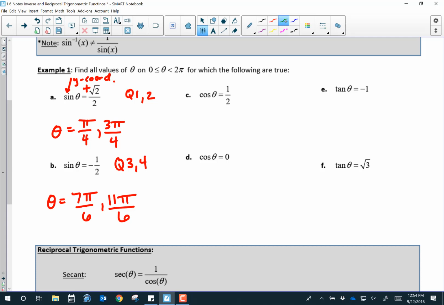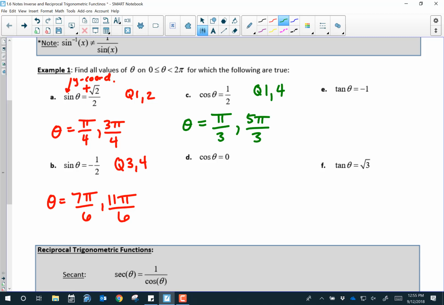All right, so now for problem C. Cosine theta equals +1/2. So now cosine theta is looking at the x coordinate, and I want it to be positive. When is the x coordinate positive? 1 and 4, correct. What is the angle in quadrant 1 when the x coordinate is 1/2? Pi over 3. We just did sine was 1/2 at pi over 6, so cosine would be 1/2 at pi over 3. And then in quadrant 4, 5 pi over 3. Very good.